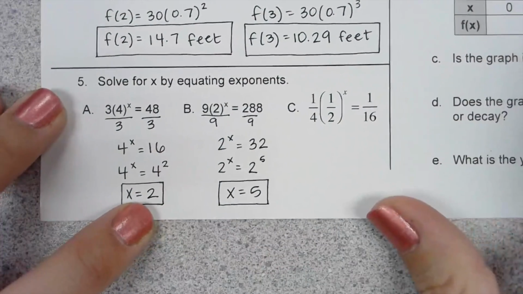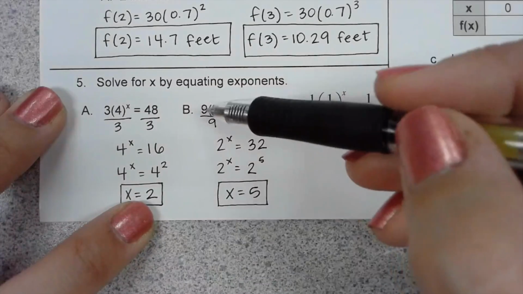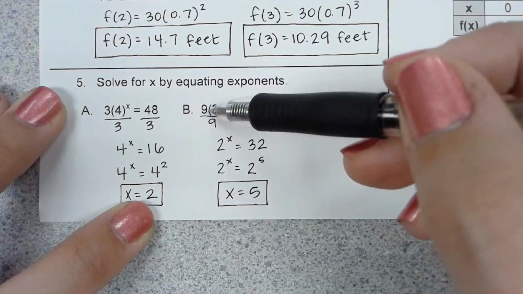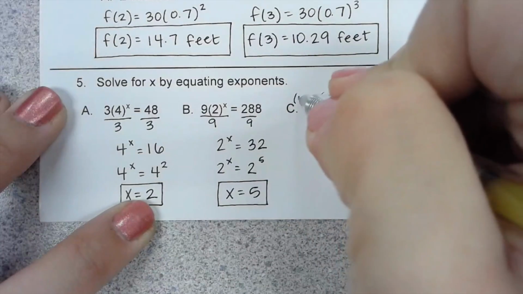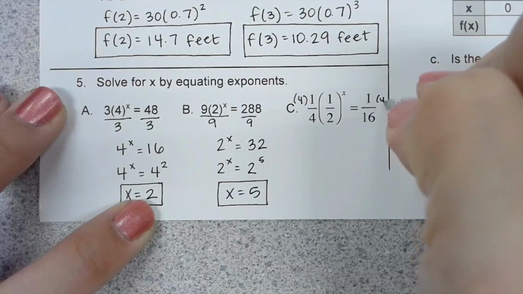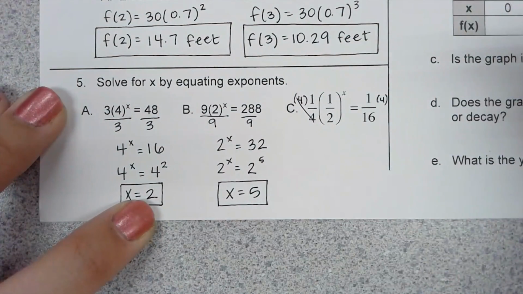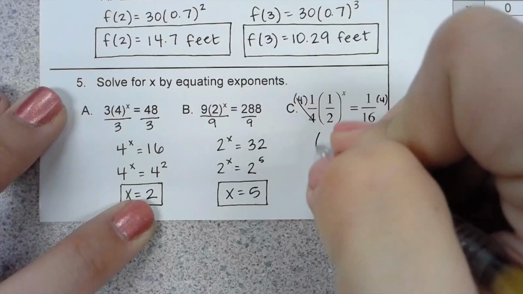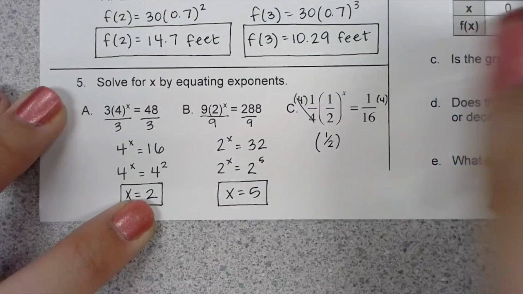Some students feel like the last one here, letter C, is a little bit more challenging because it has a fraction. Remember, though, our first step was to get rid of the number that was out in front. On this one, I have a fraction out front. So when I have a fraction out front, I'm going to multiply both sides by 4, because when I multiply a fraction by the number that's in the bottom, top and bottom cross out with one another. On this one, I do have to keep the parentheses around the 1/2 since it's a fraction.